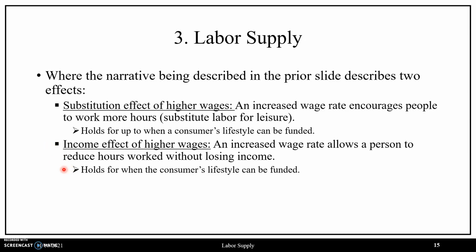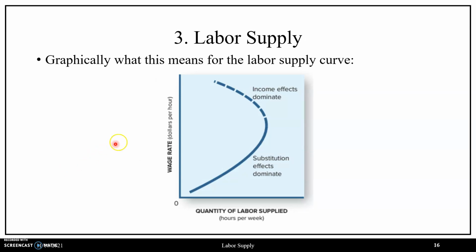And so, in regards to these two effects, graphically, what this means for the labor supply curve is a backwards bending labor supply curve, where on the vertical axis we have wages earned, and on the horizontal axis we have the quantity of labor in terms of hours per week, where when a consumer initially begins supplying their time for labor, they need an income process to be able to purchase goods and services up until the point that they can fund their lifestyle. Up until this point, we would expect that the substitution effect of higher wages to be dominant and that there's a positive relationship between wages earned and labor hours supplied.